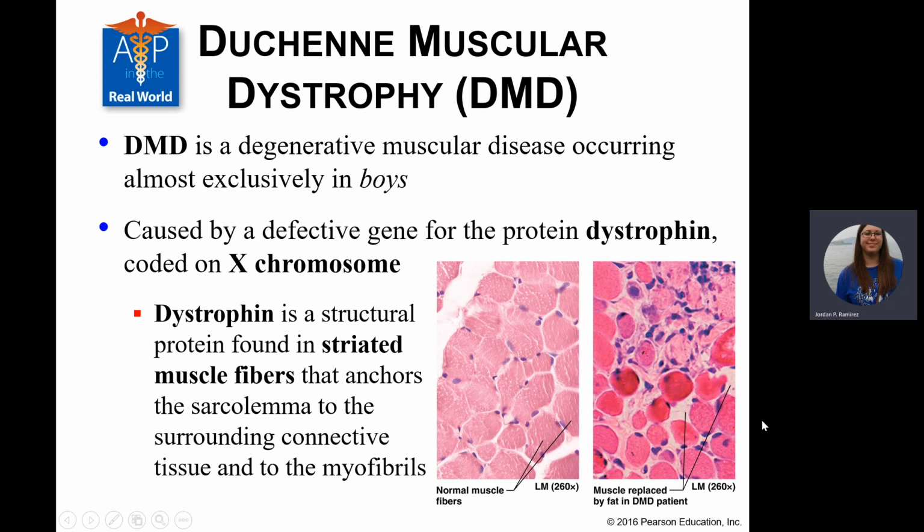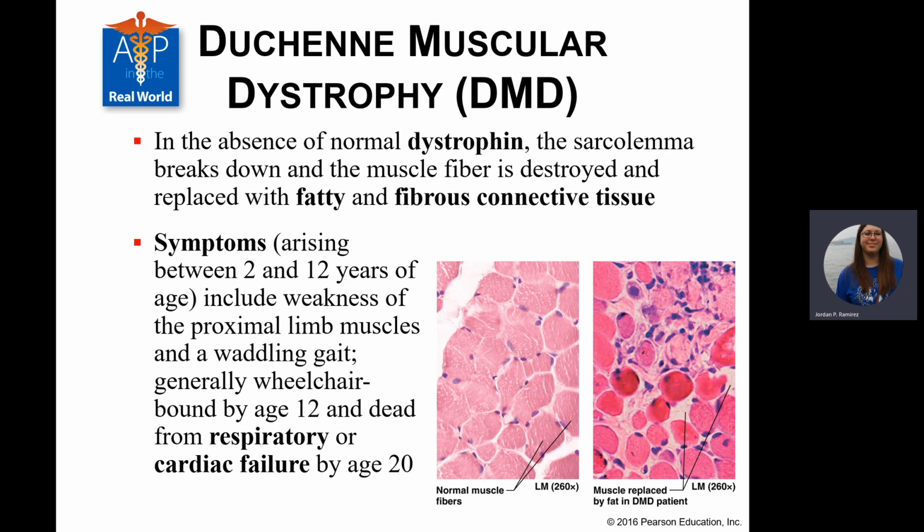Okay, so again, once you replace something with either fibrous tissue, fat, whatever it may be, that tissue is not going to be as adequately functional anymore. So this is extremely debilitating. In the absence of normal dystrophin, the sarcolemma breaks down and the muscle fiber is destroyed and replaced with fatty and fibrous connective tissue.